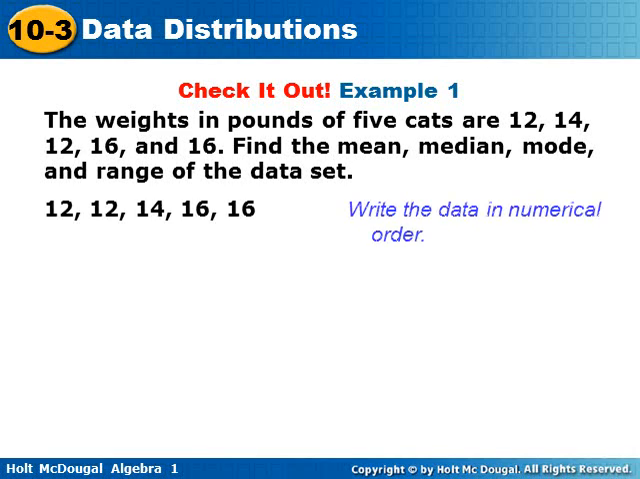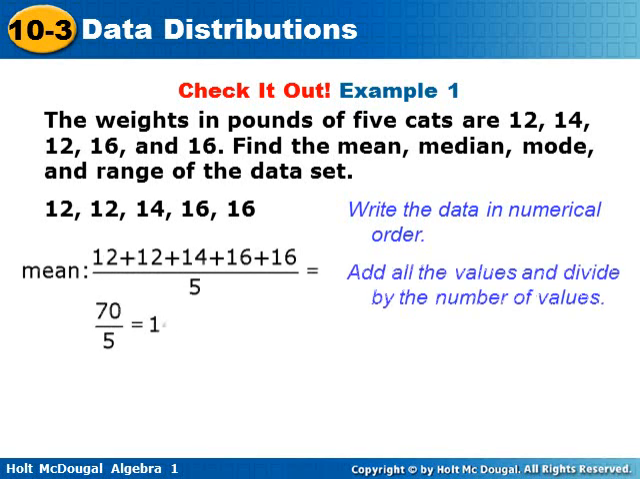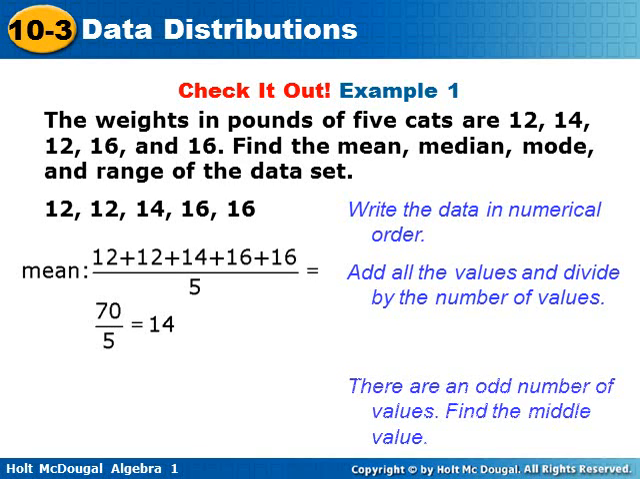You're going to write the data set in numerical order, 12, 12, 14, 16, 16. Then to find the mean, you're going to add together all the numbers and divide by how many cats there are, which is 5. So we get 70 divided by 5, which is 14 for the mean.